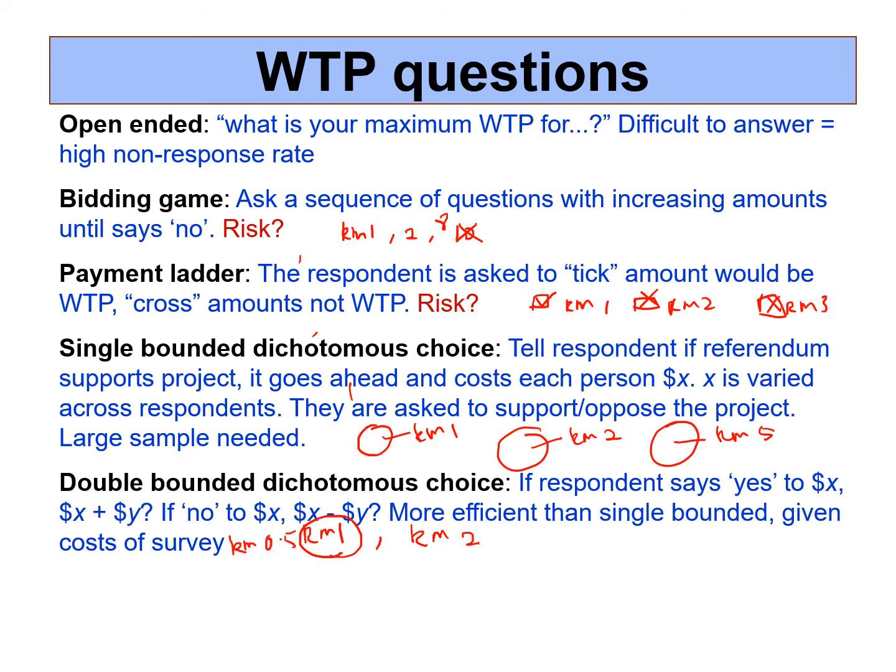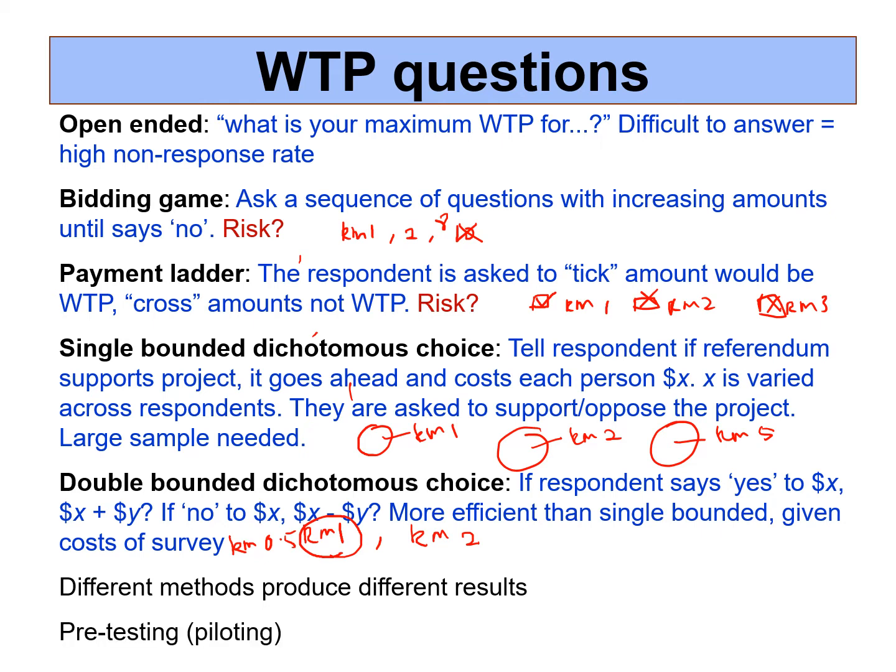Okay, so basically double bounded dichotomous choice is more efficient than single bounded given the cost of your survey, and definitely different methods will produce different results. So you definitely have to do a pilot study. Okay.